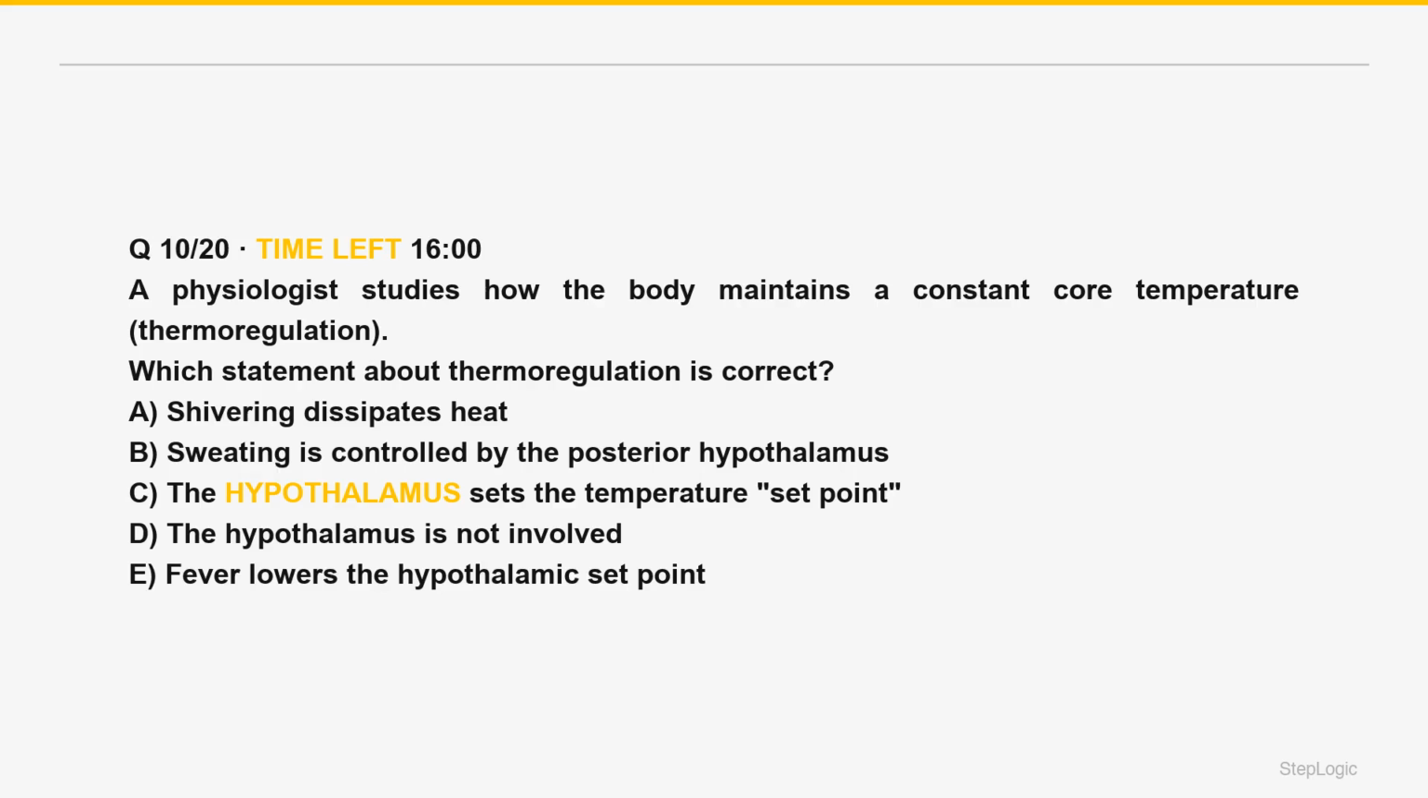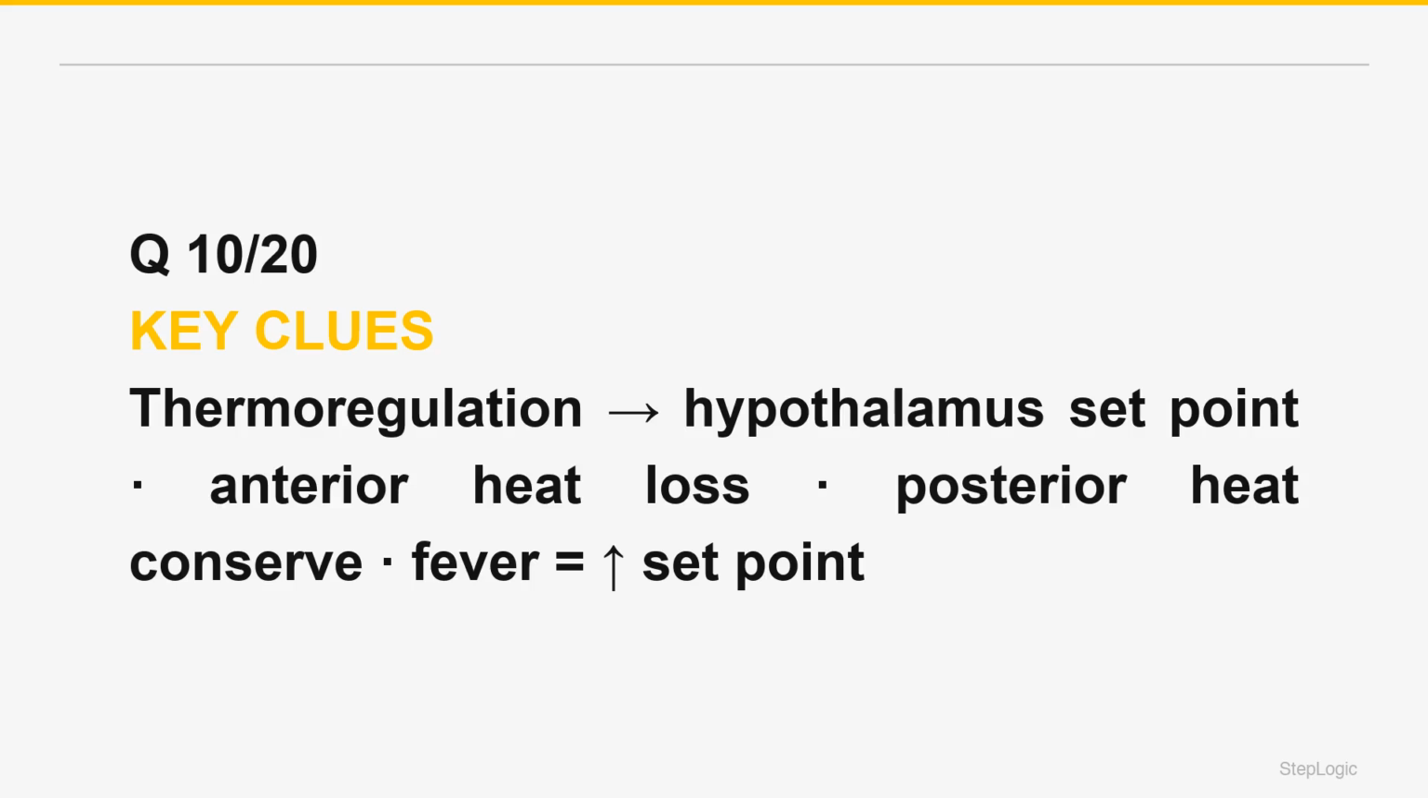Which statement about thermoregulation is correct? A physiologist studies how the body maintains a constant core temperature, thermoregulation. Read the command: which thermoregulation statement is correct? Hypothalamus set point, anterior heat loss, sweat, vasodilate. Posterior heat conservation, vasoconstrict, shiver. Fever: pyrogens, IL-1, PGE2 raise the set point.